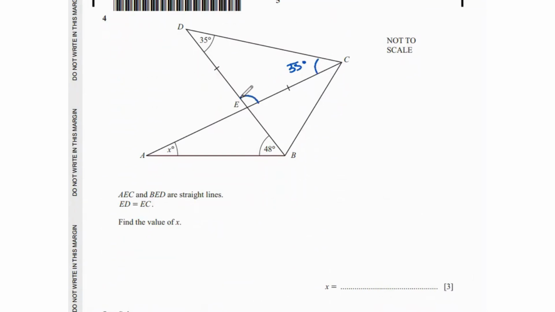Now we can find the third angle over here, which is going to be angle DEC, that is 180 minus 35 minus 35, which is 180 minus 70, and that gives us 110.